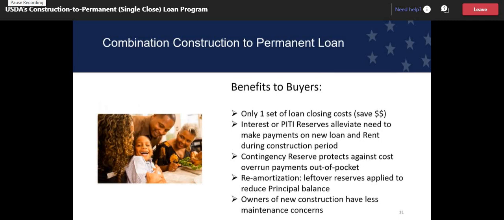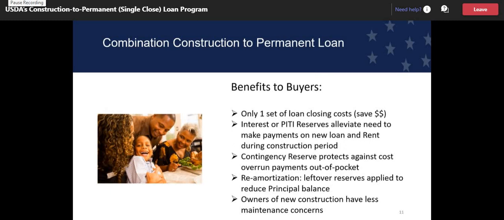And finally, the benefits to the buyers. There's only one set of loan closing costs because that saves them money. The interest or the PITI reserves alleviate the need to make payments on the new loan while they're making rent payments during the construction period. There is a contingency reserve, and it protects against cost overrun payments out of pocket. For the interest only, you would do a reamortization at the end of construction, and any leftover reserve funds would be applied to reduce the principal balance.